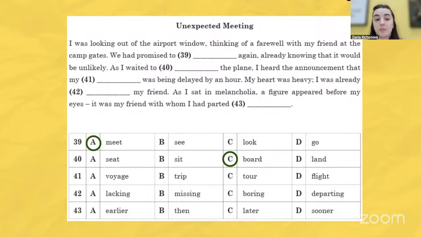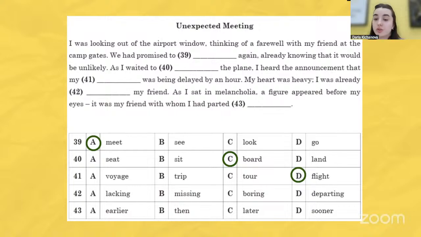Number 3: my voyage, my trip, my tour, and flight. So there, we are talking about traveling by plane. So voyage is not correct here. Trip won't be suitable here. Tour is the same. So flight is the one correct option that we have.